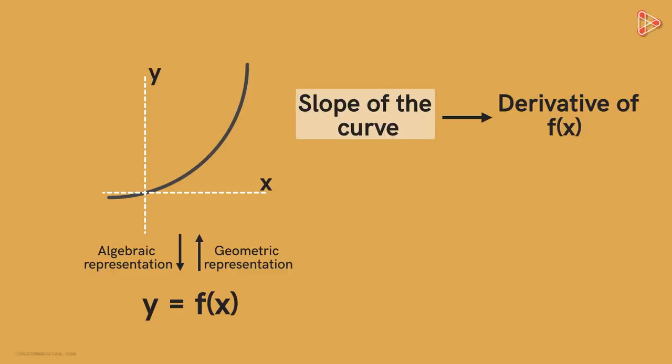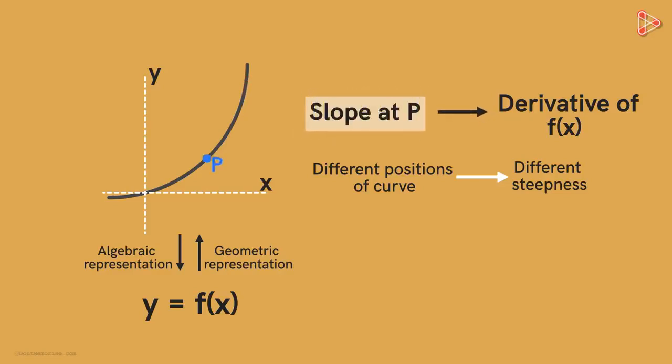So let's continue with our question. One thing we can clearly see here is that different positions of the curve will have different steepness. We can intuitively see that as we move from the left towards the right along the curve, it gets steeper. So the slope of the curve in general doesn't make sense. So let's focus our attention around this point P. What will be the slope at this point?